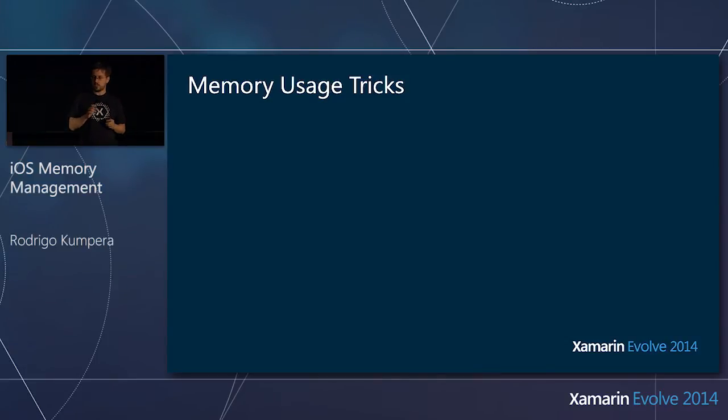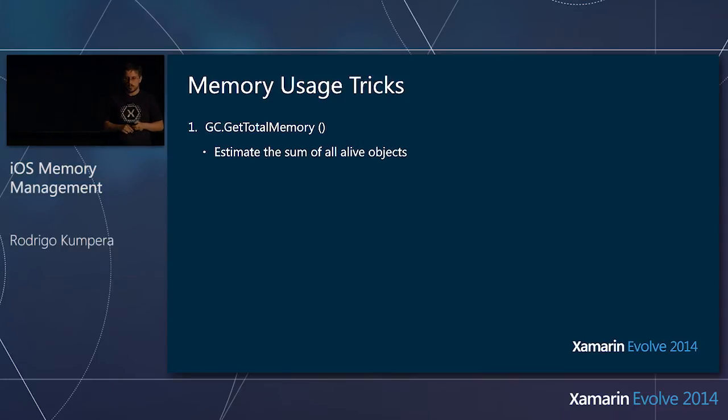A few interesting tricks here. First one, GC.GetTotalMemory. This puppy will go over the heap and sum up all the used memory for your application. You'll see, well, you have 20 objects, 10 bytes each, 300 bytes. It's a slow call, but it will get you an idea of how much memory you're actively using.